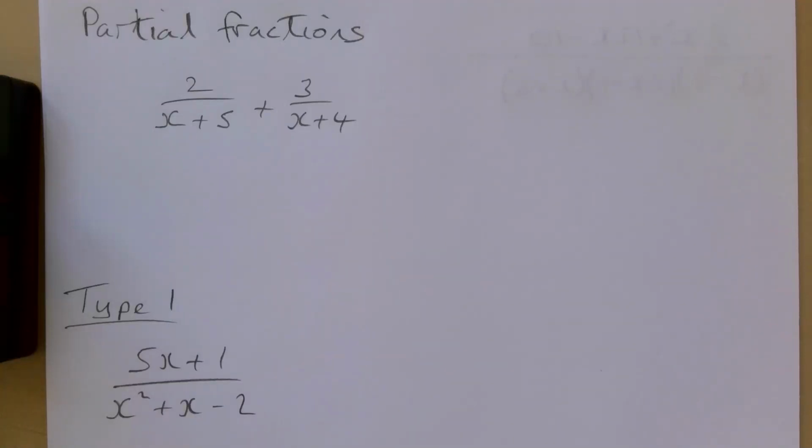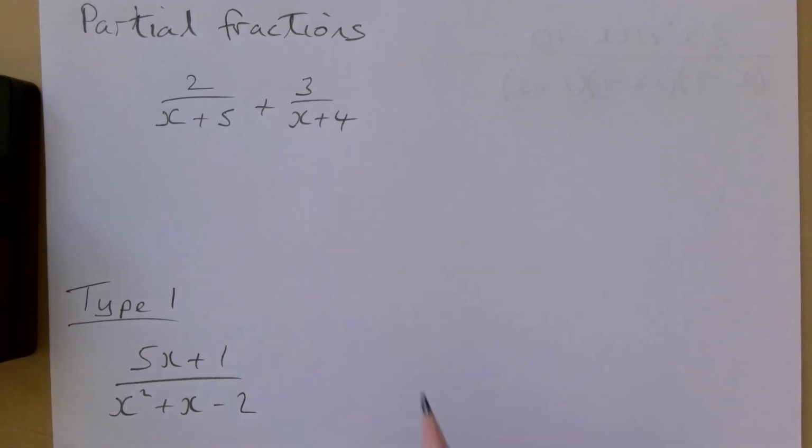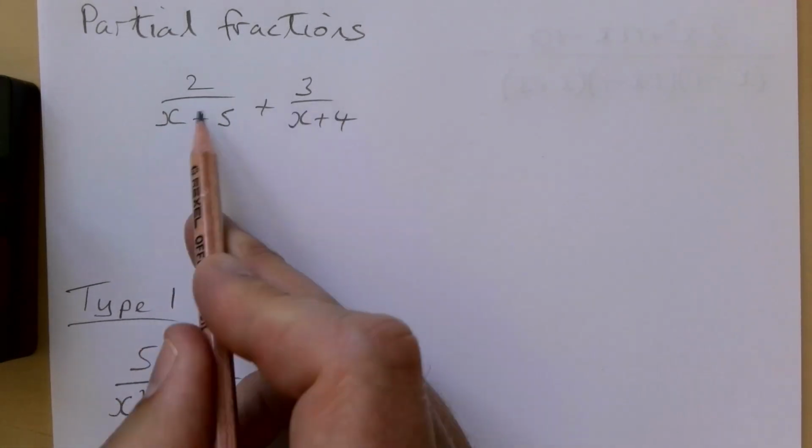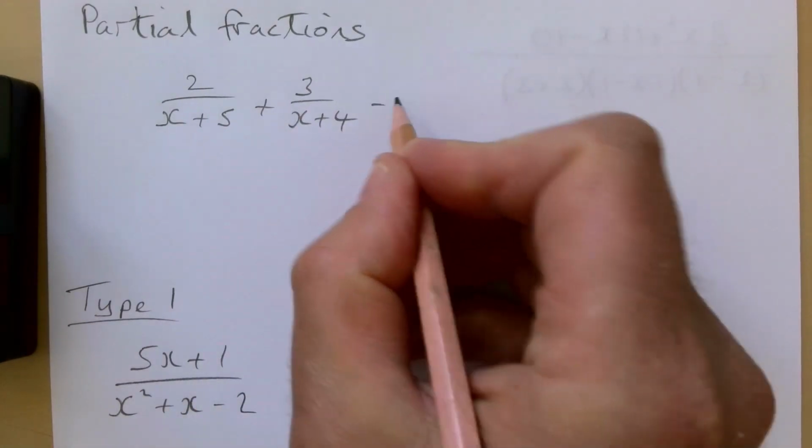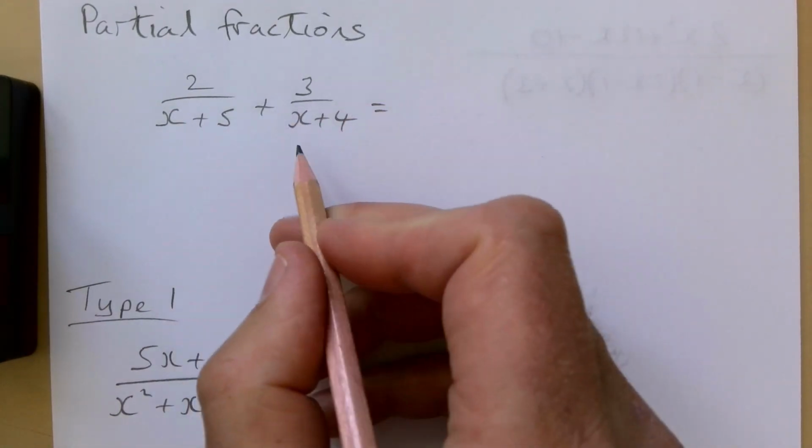This is a video on partial fractions, type 1, so just a bit of an introduction. The sort of thing you might see at GCSE is going to be this, where you have to join these two terms together and find the common denominator. So how do we do that?